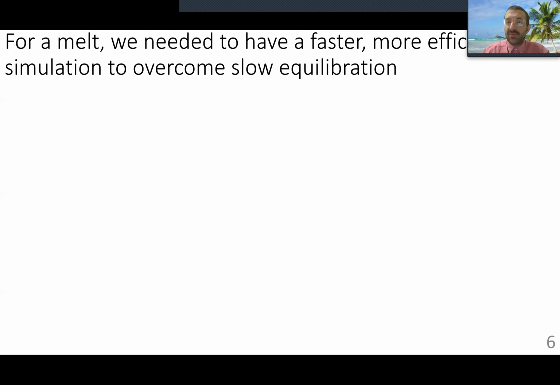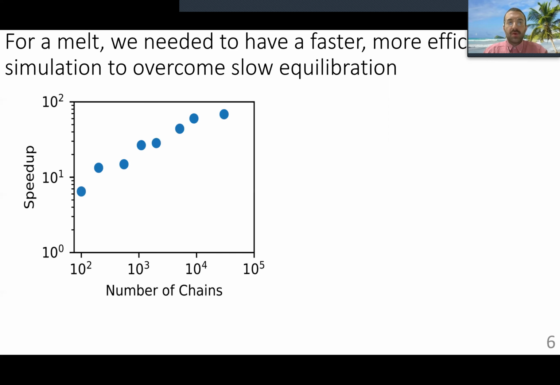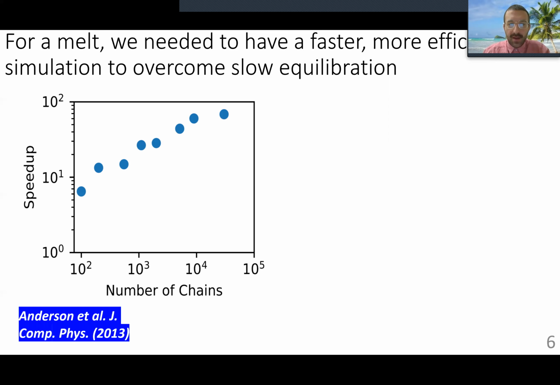We need to have a faster, more efficient simulation so we can overcome the slow equilibration that comes with a dense and big system. So we've utilized GPU acceleration to achieve faster speedups, and we were happy to find that our simulation could effectively simulate chains 2 orders of magnitude faster than our serial code. And this was a method adapted to polymers from Anderson et al. at the University of Michigan.